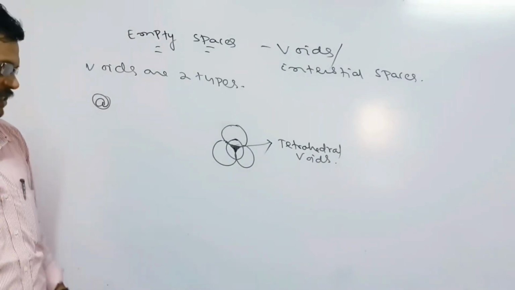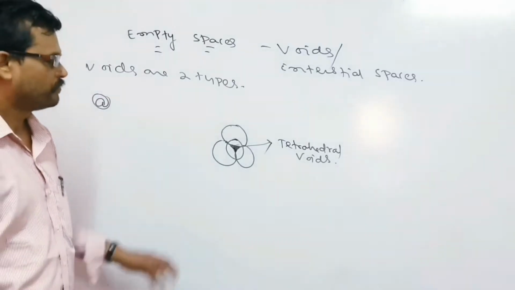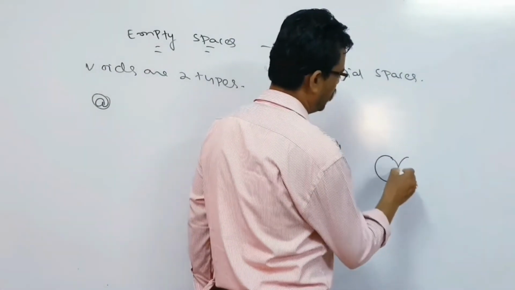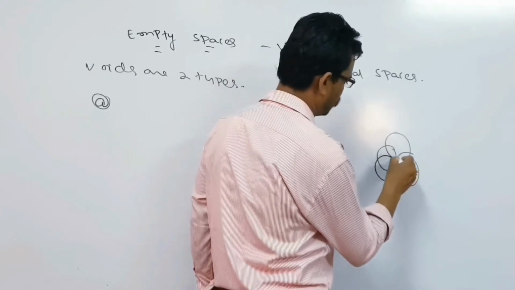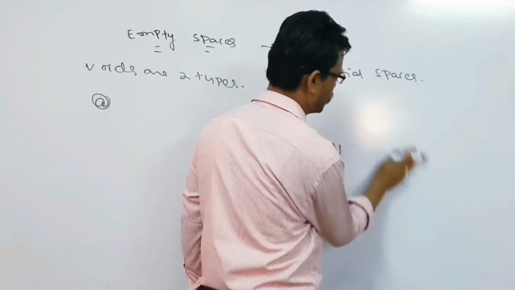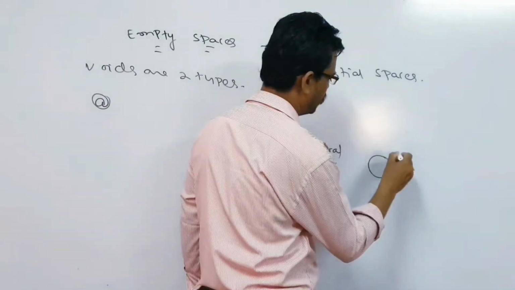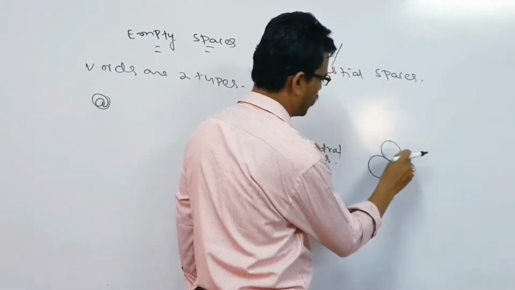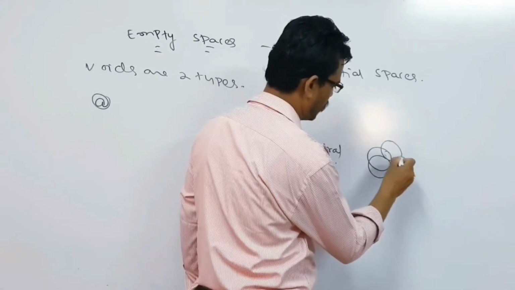Unlike the tetrahedral void, if we take three spheres, and on these three spheres, we keep another three spheres, then what will happen? Let us look here. So we take three spheres attached to each other, and on these spheres, we take another three spheres.